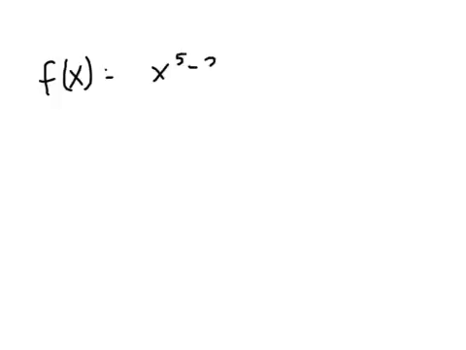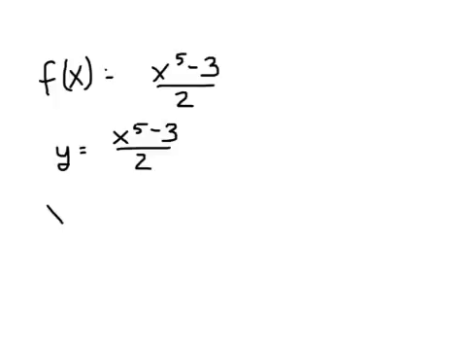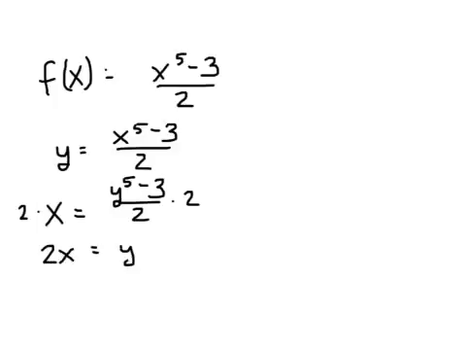X to the 5th minus 3 divided by 2. So the first thing is I'm going to switch the y out. X to the 5th minus 3 divided by 2. Then I'm going to replace the x's and the y's. And now I'm going to solve for y. First thing I'm going to do is get rid of any multiplying or dividing, or grouping symbol in this case. Then I'm going to add 3.